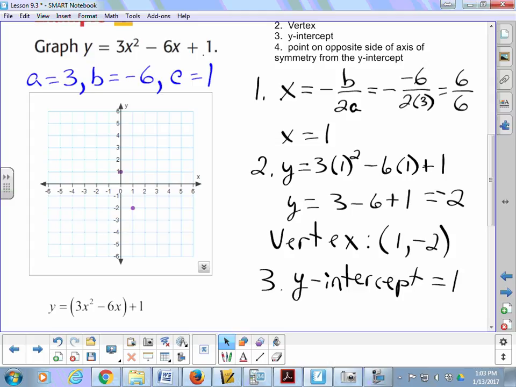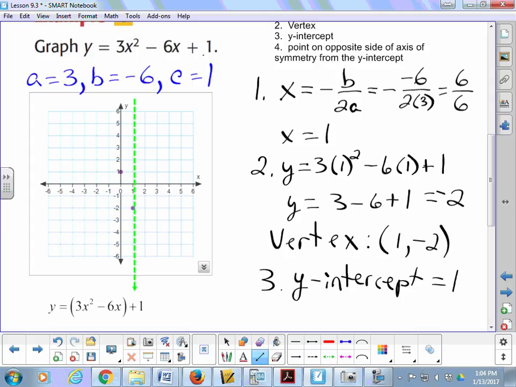Now, in your book, they're going to tell you that you need 5 points to graph. I don't agree with that. You need 3. To give me a good-looking graph, all you need is 3 points. You need the vertex, the y-intercept, and you need that point on the opposite side of the axis of symmetry from it. So if I put that back in here, my axis of symmetry, here's this vertical line. If the y-intercept is on the left side of the axis of symmetry, then the other point I need is going to be the same spot but on the right-hand side of it.